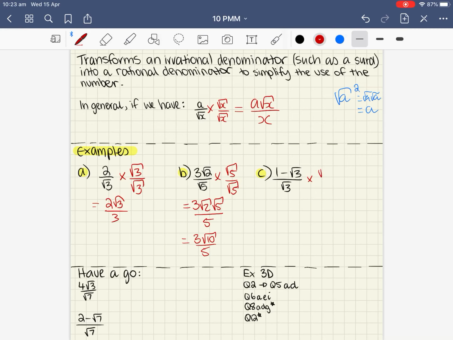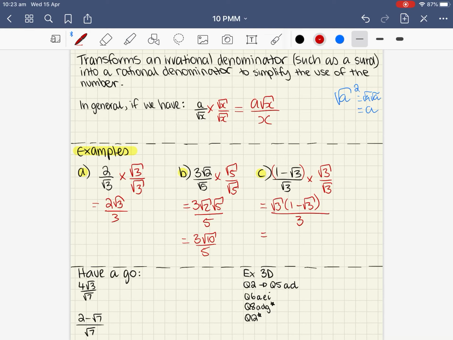So we're going to multiply this by root 3 on 3. So that's just the same process that we've been doing. But I need to remember that when I multiply that numerator, I'm going to end up with root 3, 1 minus root 3. So I'm going to have to expand that in my next step. Over 3, because root 3 times root 3 is 3.